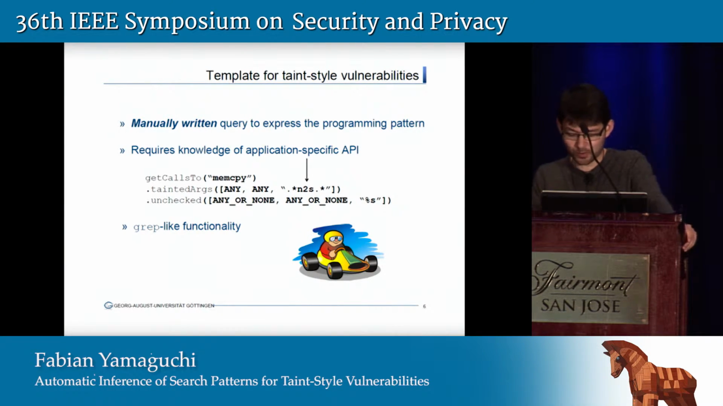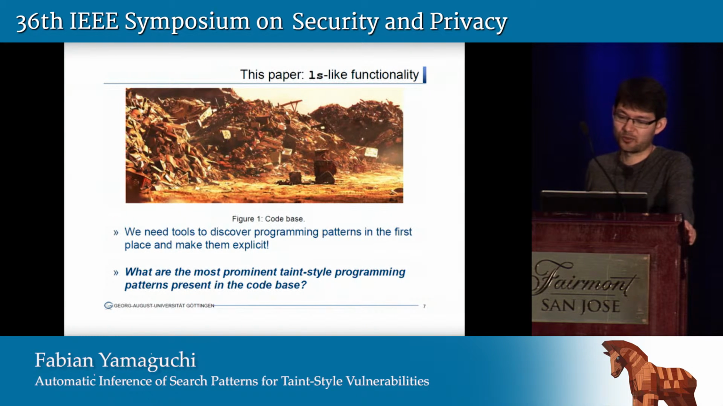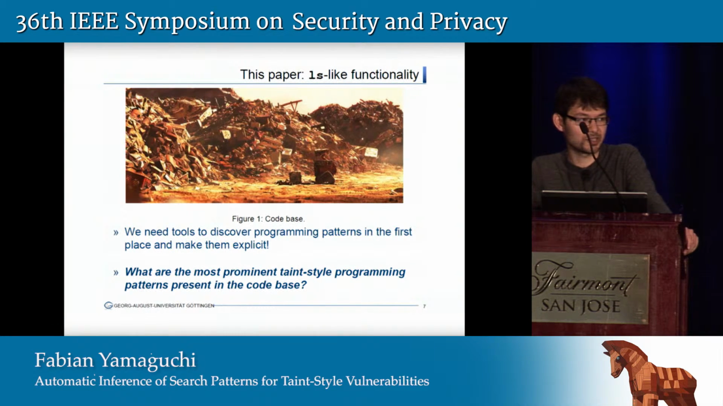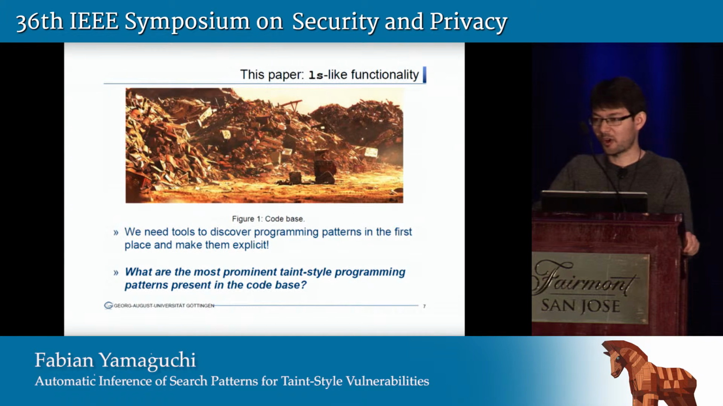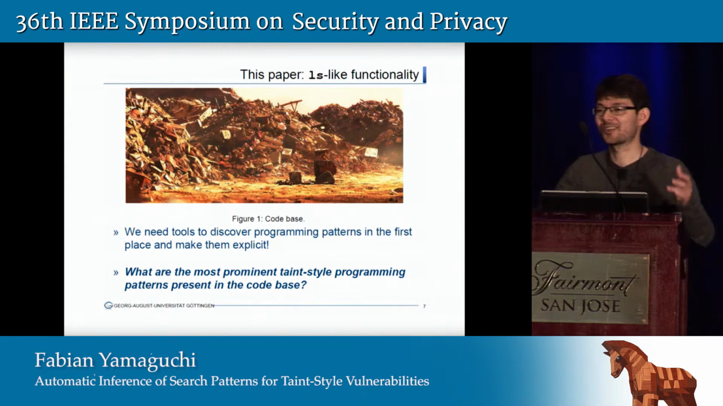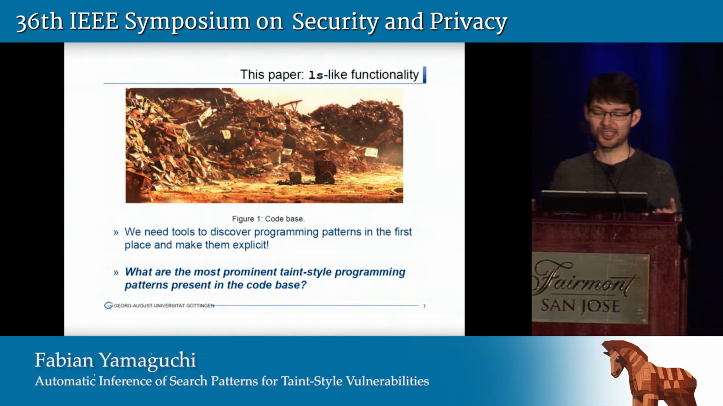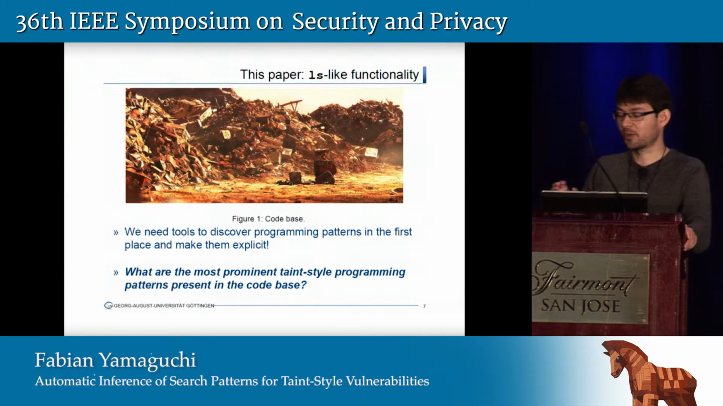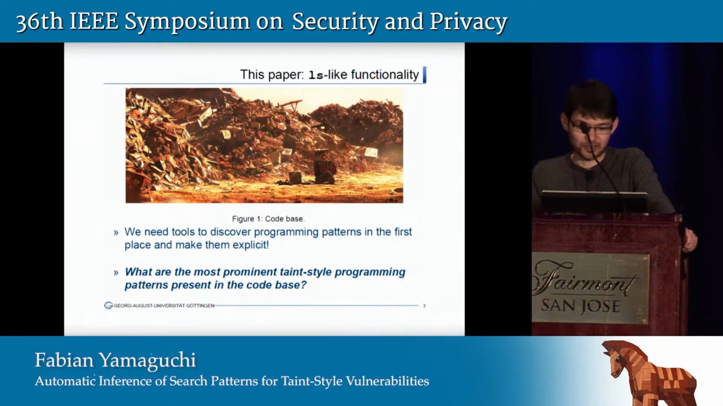Now, the problem with this is that usually when you take a look at a new code base, it's a pile of garbage to you, so you really don't know what to search for in the first place. So what we want to build in this paper is more ls-like functionality, something that will list the different kinds of programming patterns which are there in the code base in an explicit and editable form. So the question we ask is, what are the most prominent taint-style programming patterns present in the code base?